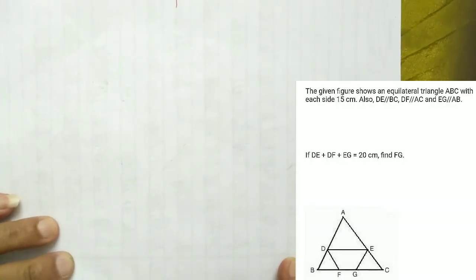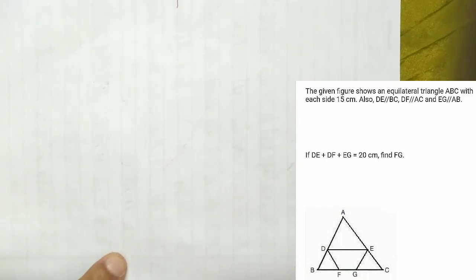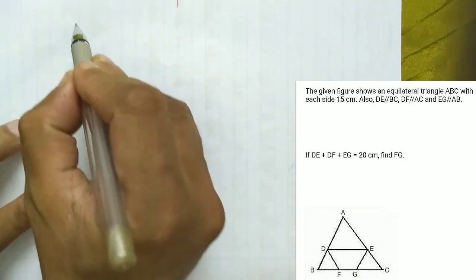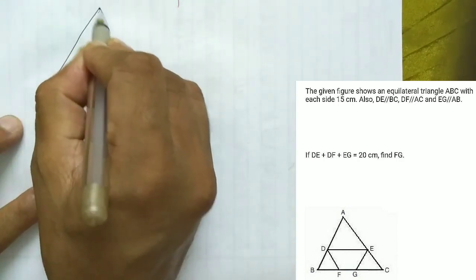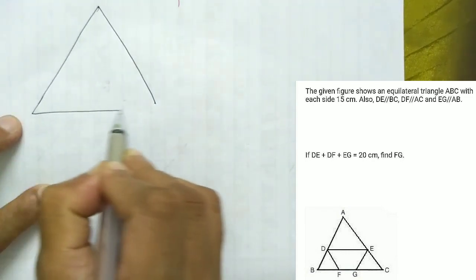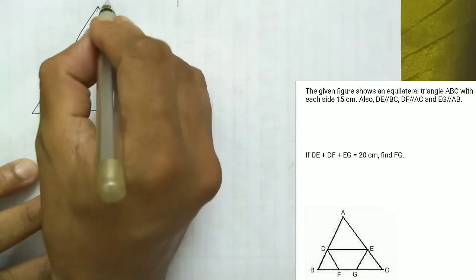Can you see the next question which is displaying on your screen? Yes, it's a given equilateral triangle. So let us draw an equilateral triangle first. This is the equilateral triangle ABC.